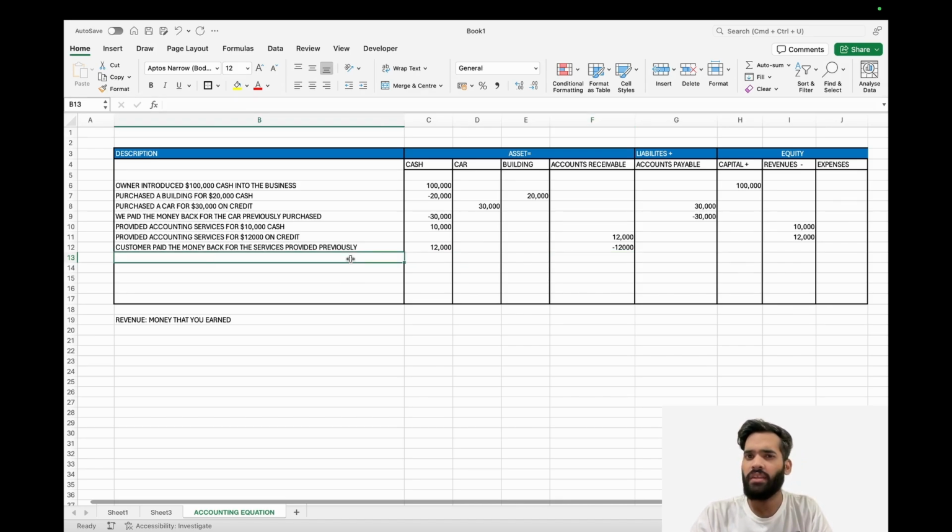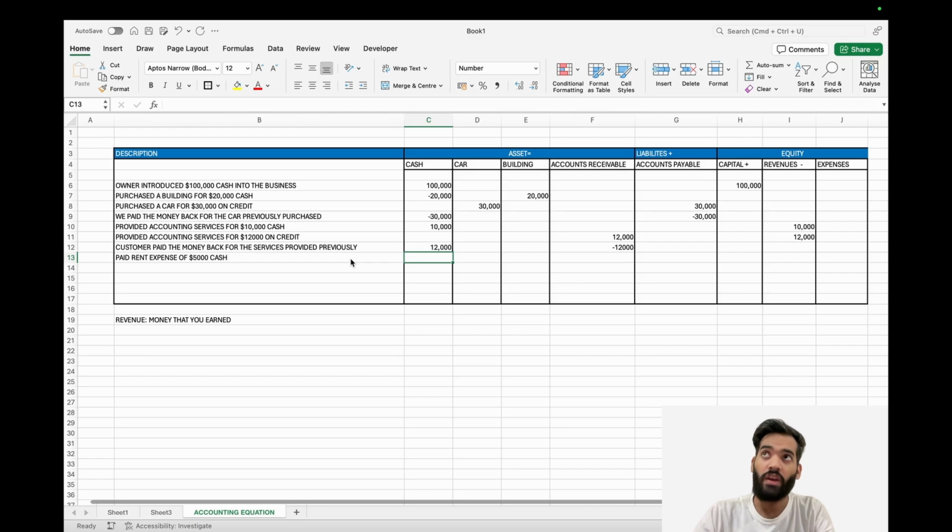Now let's do the last thing that I want you to talk about in this format, which is called expenses. So let's say we paid rent expense for this month, let's say of $5,000 cash. Now we'll again think very logically. Because I'm paying cash, my cash goes down. And since we incurred an expense, our expense will go up. Always remember that the moment you have used an expense, you have to increase the expense account.